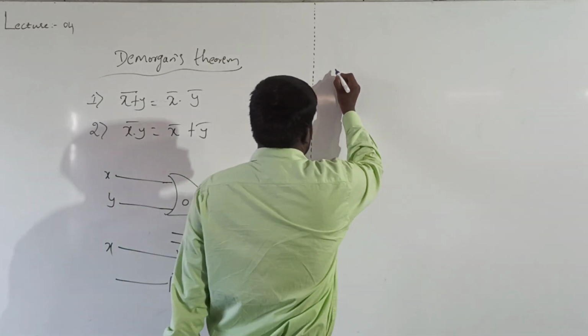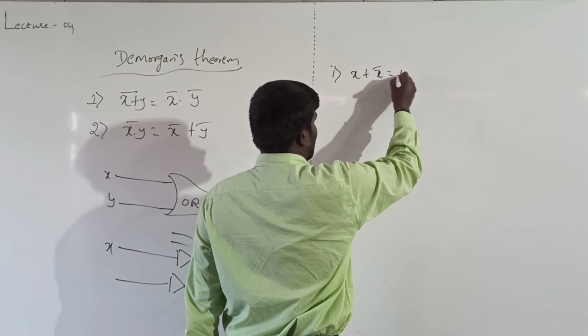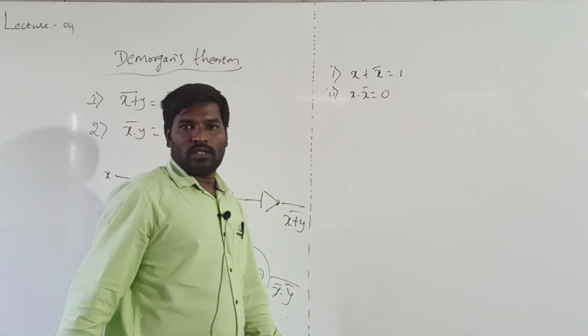Okay, see here, the complementary laws are x plus x bar is equal to 1, and the second one, x into x bar is equal to 0.